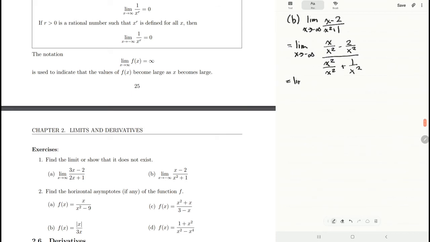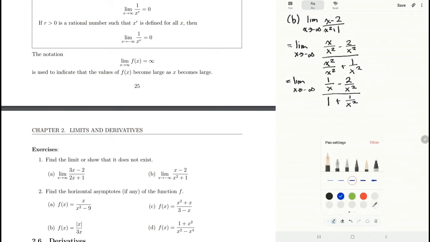And so we're going to divide every term by x squared. So now let's simplify our limit. So x over x squared simplifies to 1 over x. We have minus 2 over x squared, all over x squared over x squared, which simplifies to 1. Then we have plus 1 over x squared. So now let's take the limit as x approaches negative infinity.